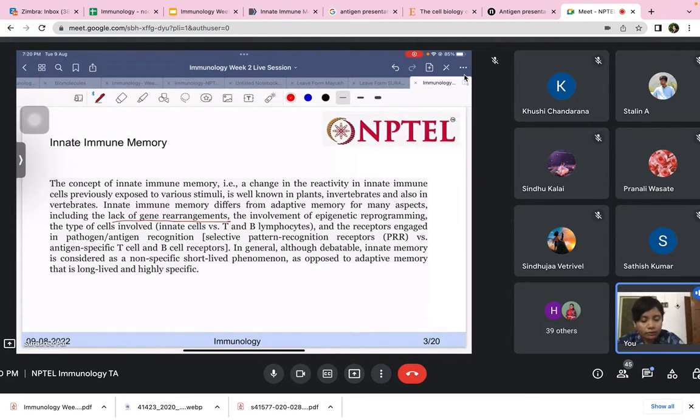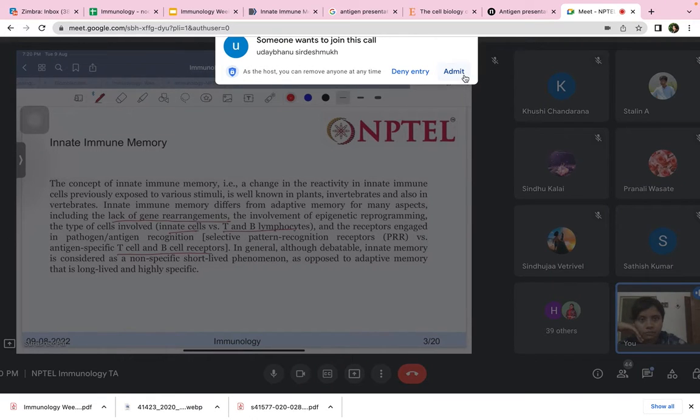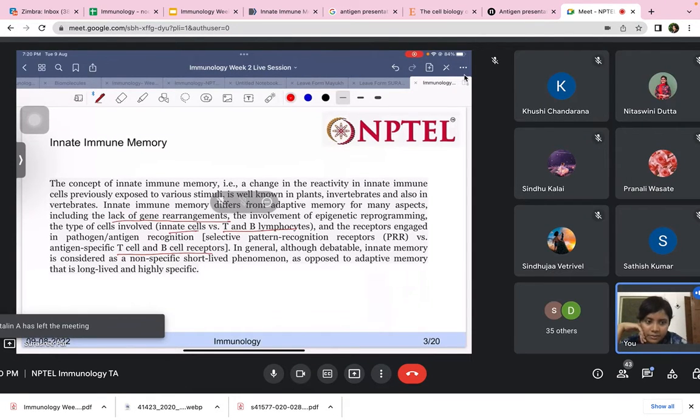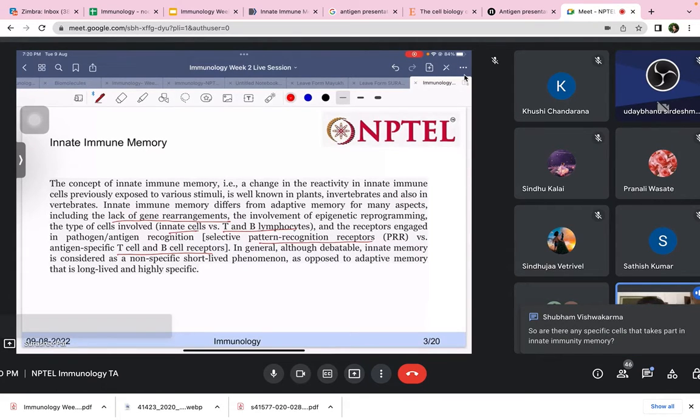Also, the types of cells involved, like I told you, are innate cells or the T and B lymphocytes. The innate cells are involved in innate immune memory, and the T and B lymphocytes are involved in the adaptive immune memory. And also the receptors which are responsible. In the case of adaptive immune memory, it is obviously T cell and B cell receptors. Whereas in the case of innate immune memory, I told you the receptors are mostly pattern recognition receptors, right? So these are not very specific to the antigen, but they have some kind of specificity.